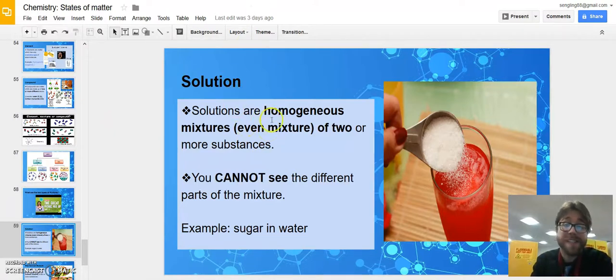A solution is a homogeneous mix of two or more things, but you cannot see the difference between the two. A solution is so perfectly mixed it all looks the same. For example, apple juice. It just looks like juice. You don't see chunks of apples floating in the apple. You don't see pieces of sugar floating around, even though all those things are in apple juice. A solution is a perfect mix.